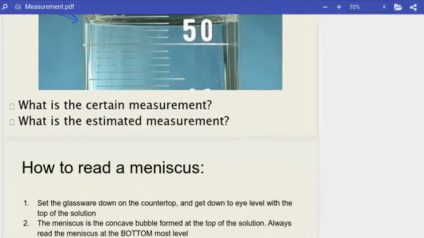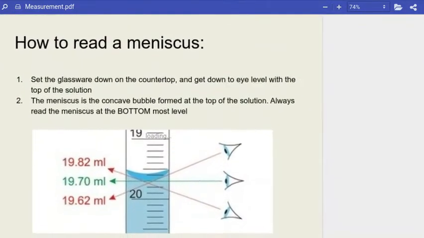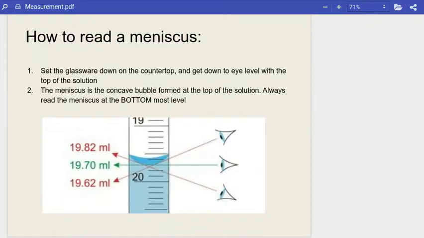When the manufacturer created the glassware, they did so with the assumption that everyone was going to read the meniscus the same exact way, and that is by reading the bottom of the meniscus. This is just the accepted way to read glassware. All chemists do it the same way. If you read the top of the bubble here, you'd be doing it incorrectly. Even the middle would be wrong.